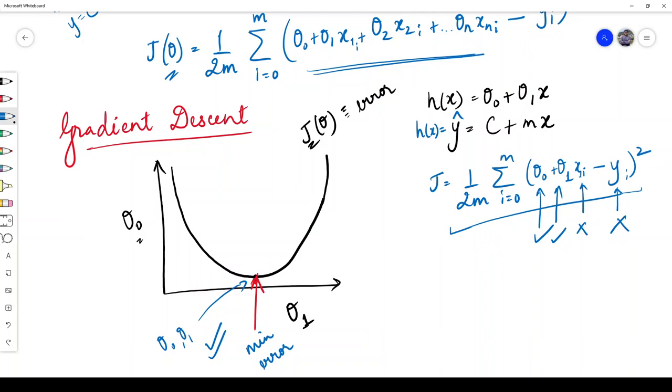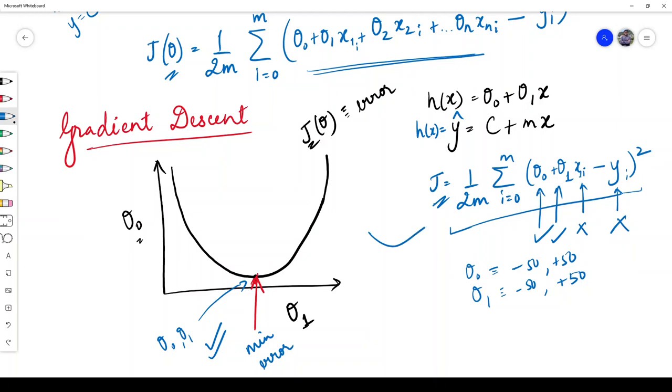Now, assume I have a particular set of values, and I plot theta naught from, let's say, minus 50 to plus 50. And I do theta 1 also like that, minus 50 to plus 50. So you plot it from minus 50 to plus 50 for both. And at each corresponding value of theta naught and theta 1, if you plot this, what do you think you will get? That parabola, yes, you will get that parabola. It might not be exactly like that, but you will get roughly the same shape.